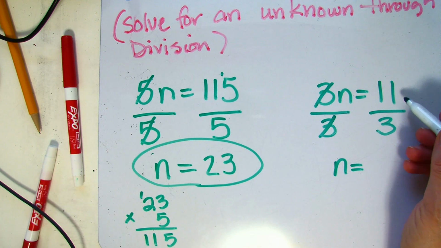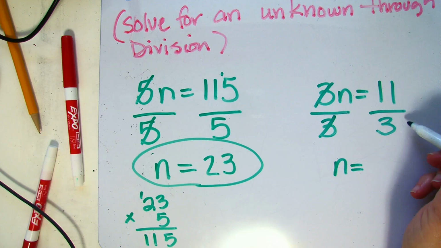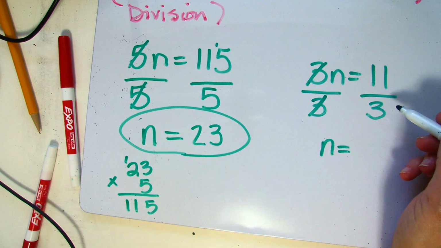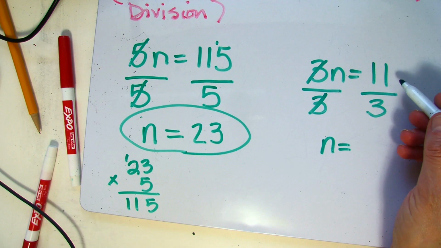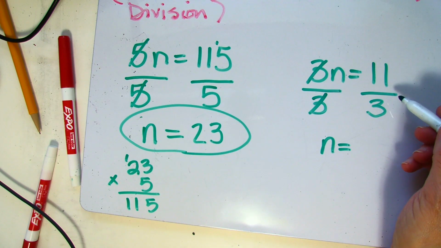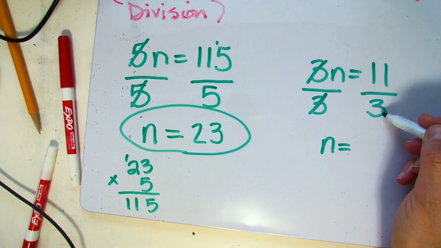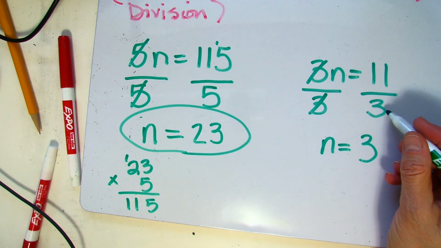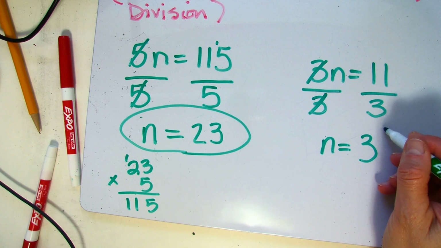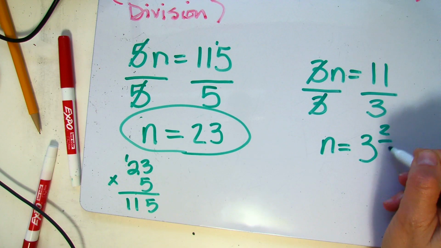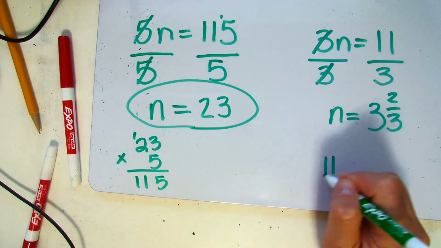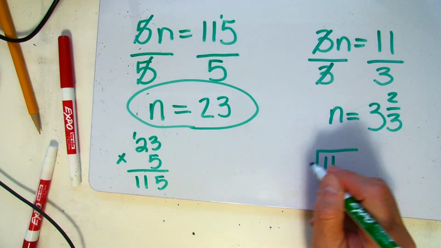Now, I know that even though this is a division problem, I have a couple of choices. I can think about this as an improper fraction and convert it to a mixed number. In that case, 3 goes into 11 3 times. 3 times 3 is 9. 11 take away 9 is 2. So 3 2/3. The other option is to divide it and come up with a decimal answer.